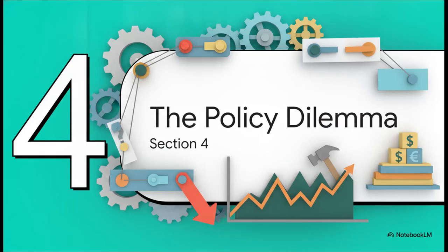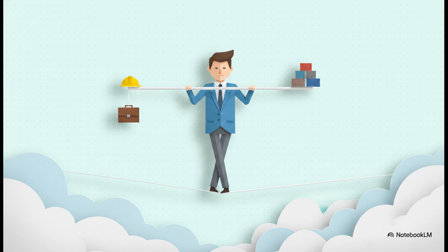Which brings us to the final piece of the puzzle, Section 4, the ultimate policy dilemma. This is really the climax of our explainer, because economies don't just magically balance themselves perfectly on their own. Governments are effectively acting like tightrope walkers. They are desperately trying to maintain two very different types of balance at the exact same time. The first is internal balance. This means keeping the economy at full employment. If you drop below it, people lose their jobs. If you go too high above it, you trigger rampant inflation.